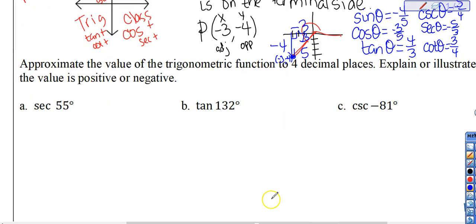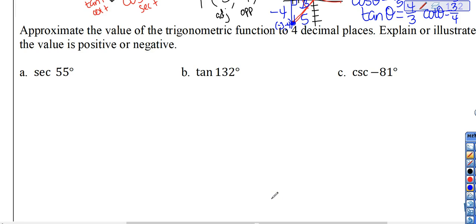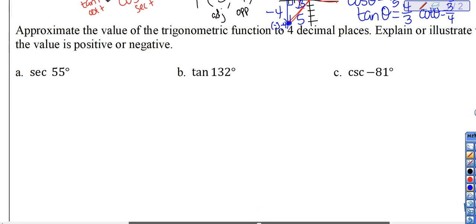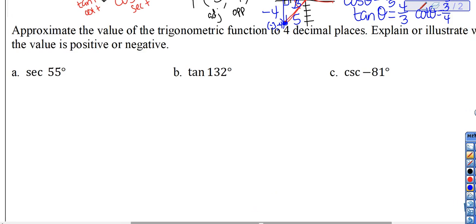Now, I would like to talk to you about these problems. The instructions say, approximate the value of the trig function to 4 decimal places and explain or illustrate why the value is positive or negative.